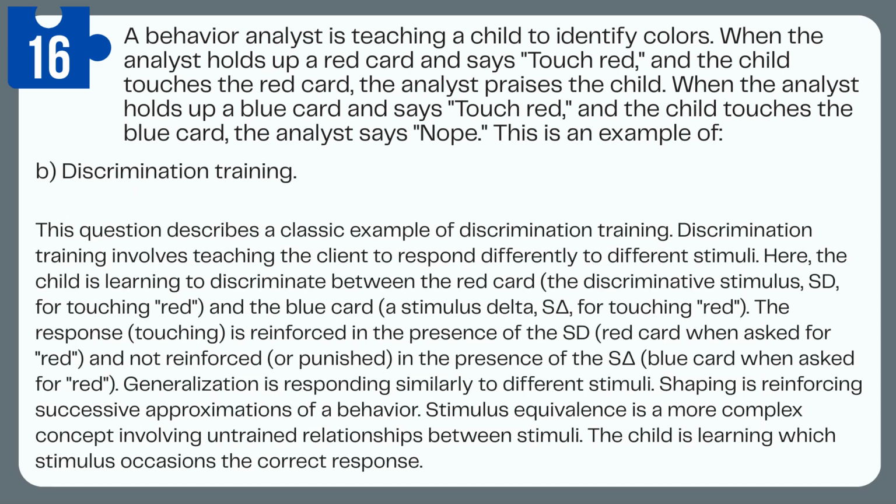Answer B. Discrimination training. This question describes a classic example of discrimination training. Discrimination training involves teaching the client to respond differently to different stimuli. Here, the child is learning to discriminate between the red card, the discriminative stimulus, SD, for touching red, and the blue card, a stimulus delta, S-delta, for touching red. The response, touching, is reinforced in the presence of the SD, the red card when asked for red, and not reinforced or punished in the presence of the S-delta, the blue card when asked for red.